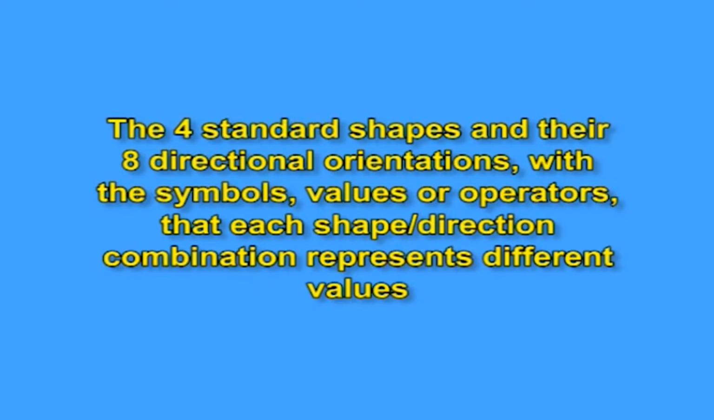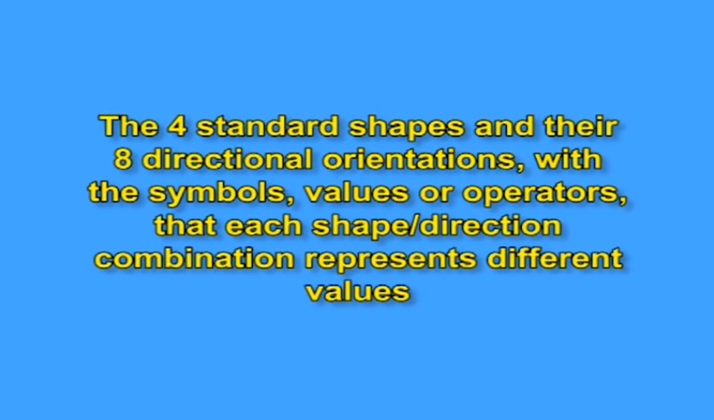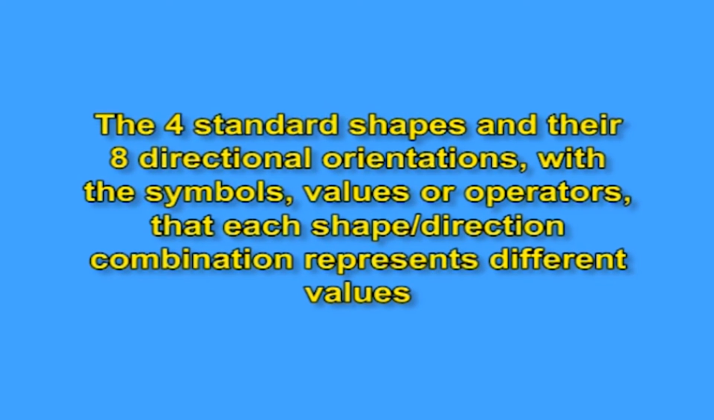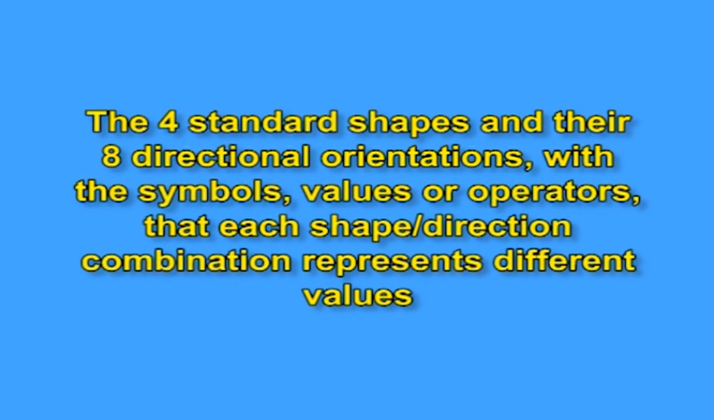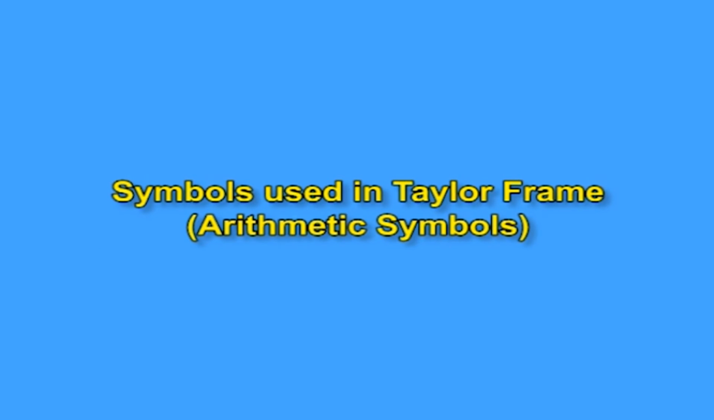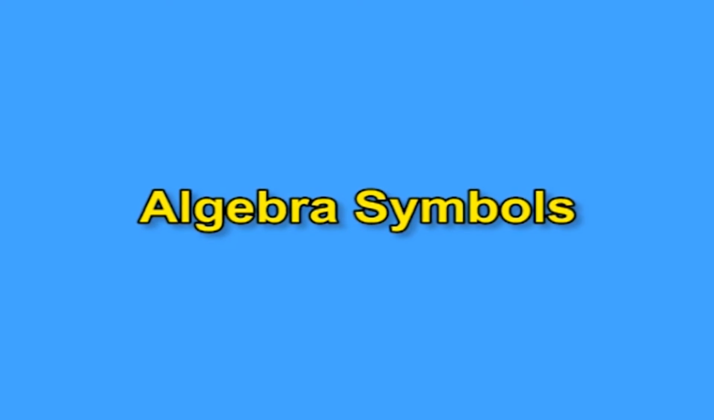The 4 standard shapes and their 8 directional orientations, with the symbols, values or operators that each shape or direction combination represents, are the different values. First we will see the symbols used in the Taylor frame: arithmetic symbols and algebraic symbols. The 2 flatter type and triangle shaped pegs are algebraic symbols. These algebraic symbols also have 16 positions.